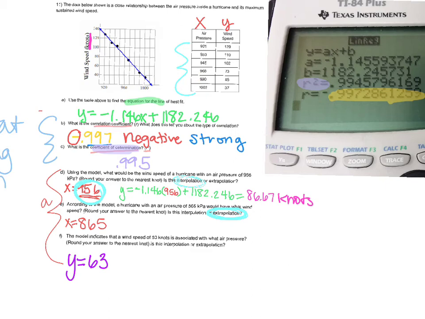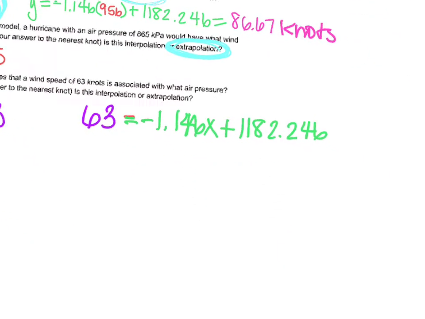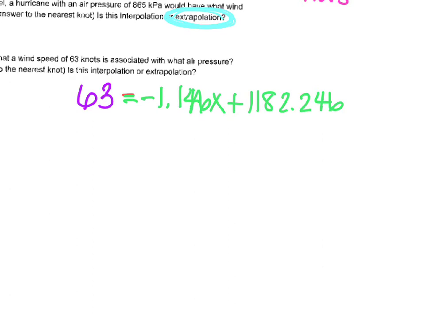So I'm going to plug that into my equation still. So 63 equals negative 1.146x plus 1182.246, and I'm going to work backwards to find this out. I'm going to solve this equation for x, which means I need to subtract 1182.246 from both sides.